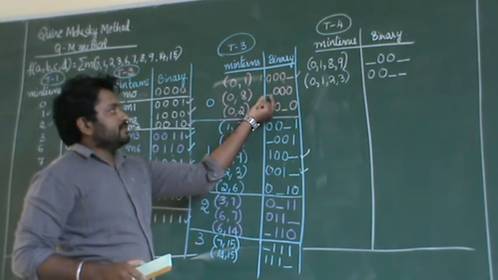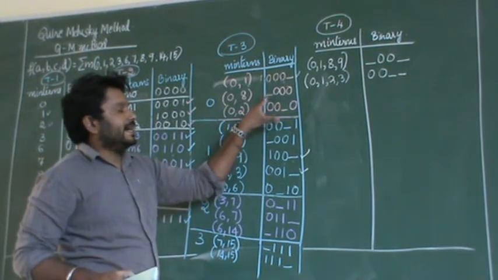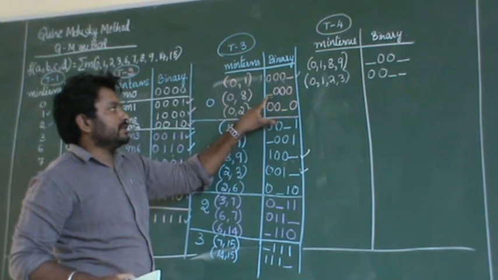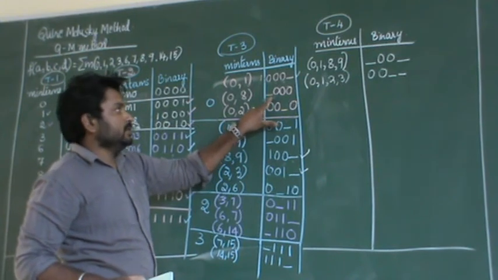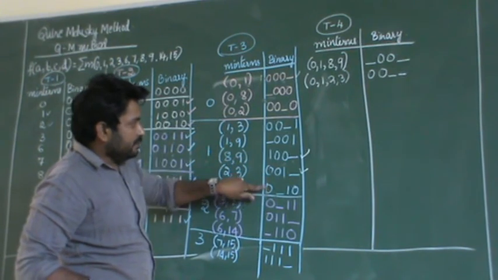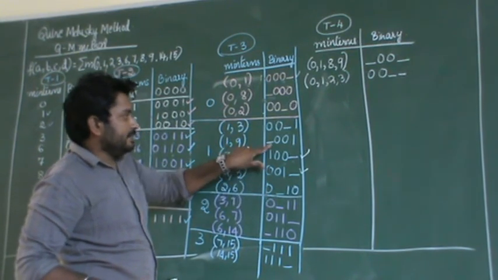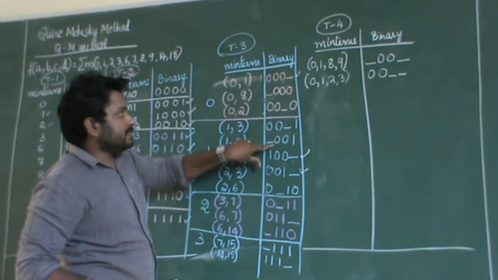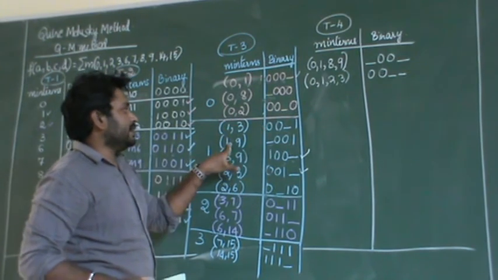Wherever there is a dash in the first bit position, you check the first bit only. So where the first bit is a dash, can I compare this and this? Yes. So 0, 8 with 1, 9 is possible.